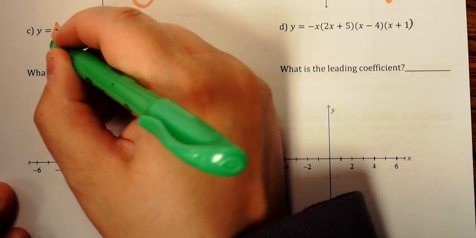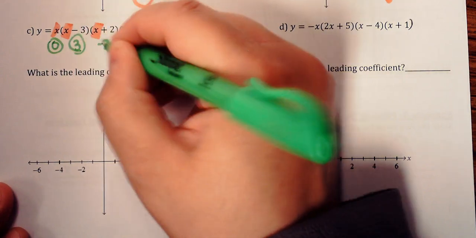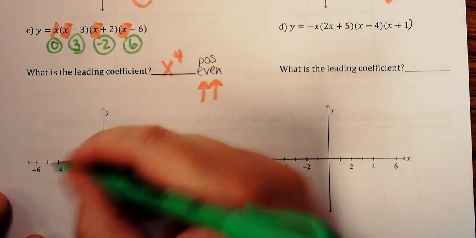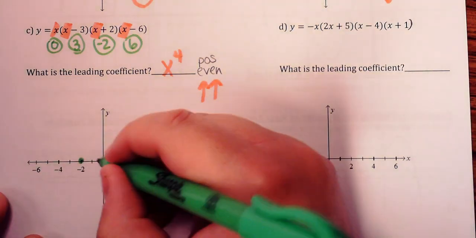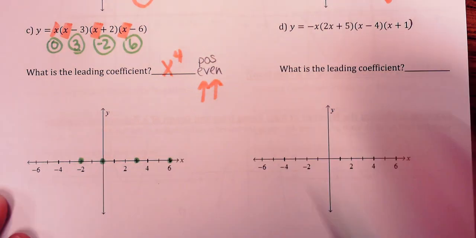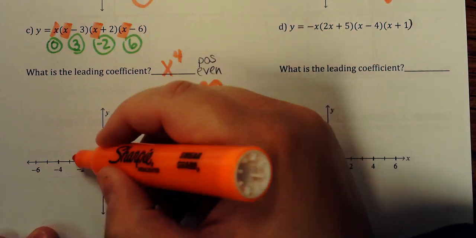So I've got to identify my zeros. So I'm going to have 0, 3, -2, and 6. So usually just come right down to the graph. So here's -2, here's 0, here's 3, here's 6. Okay, I'm going to draw in my end behavior. Both of these are going to go up.